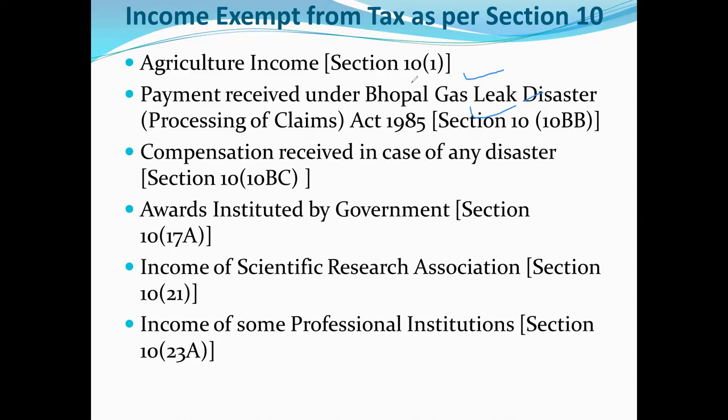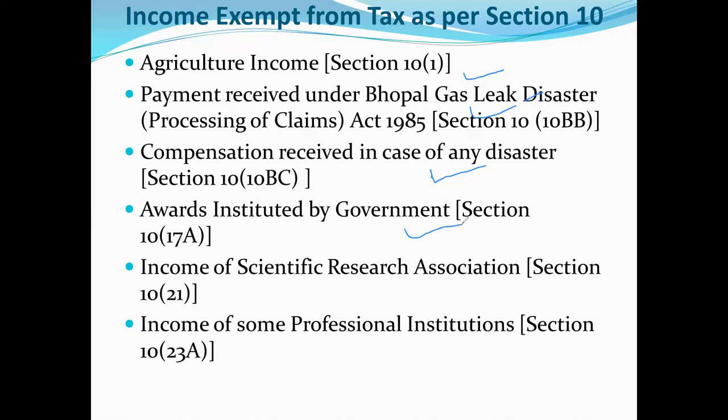Okay. So compensation received in case of any disaster. See, just now, 10 days back, 1 week back, you must have seen. So the government will give some amount to the company, to any company, to pay the loss. So that amount is exempt from tax. Do you understand? Of any disaster.